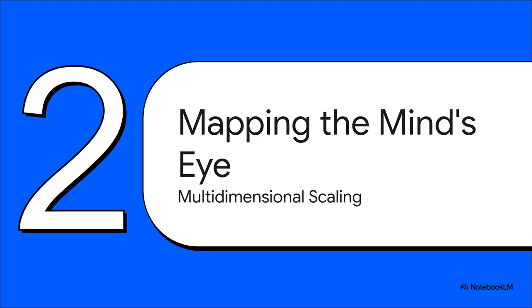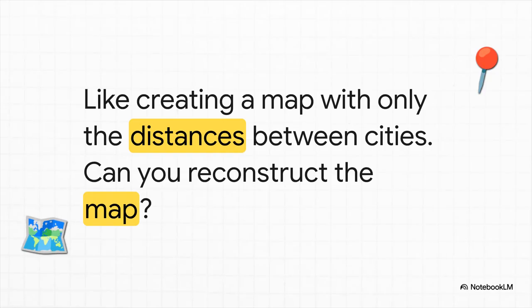Okay, so if we've got ourselves a ruler, what's the next logical step? Well, you build a map, of course. And this leads us to one of the most powerful and honestly elegant techniques for doing this, multidimensional scaling, or MDS for short. This is hands down the best way to understand what MDS does. Just imagine for a second you have no map of, say, Europe. None. But what you do have is a giant spreadsheet that lists the driving distance between every major city. Paris to Berlin, Berlin to Rome, Rome to Madrid, you get the idea.